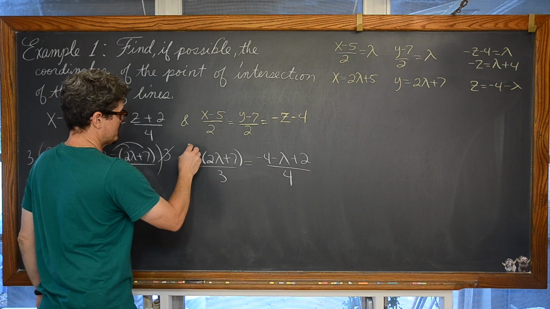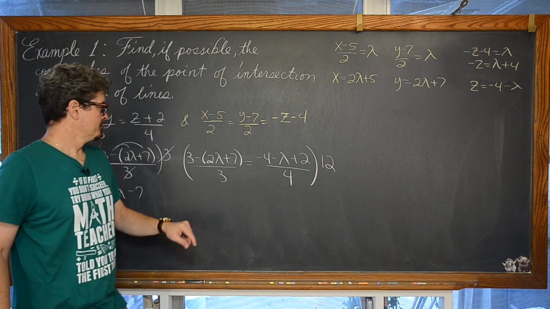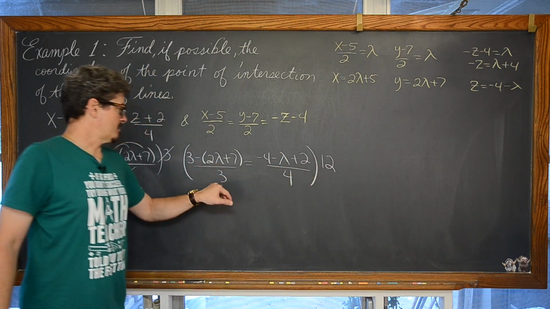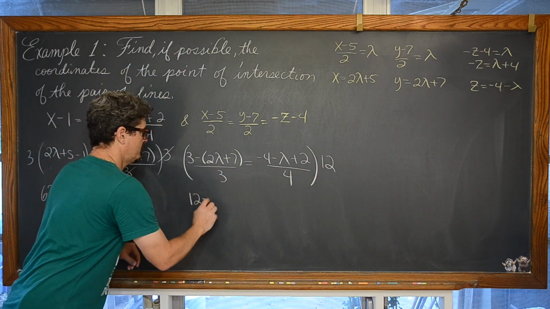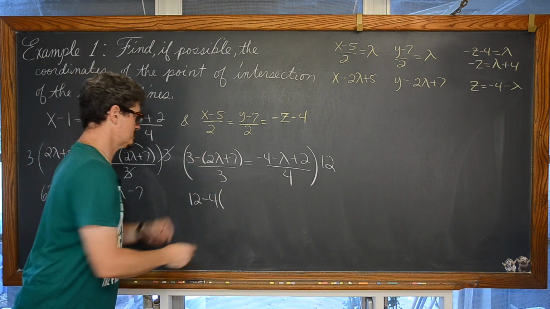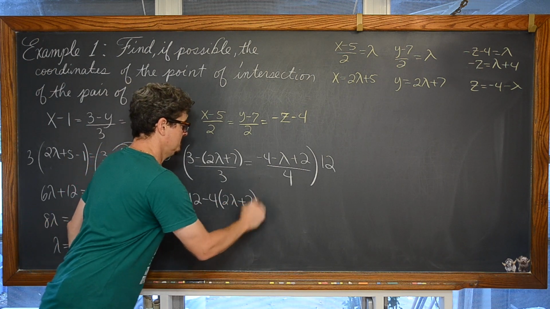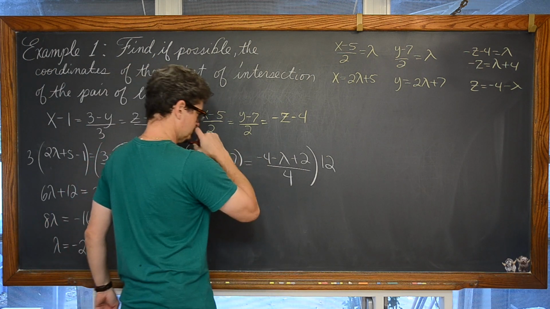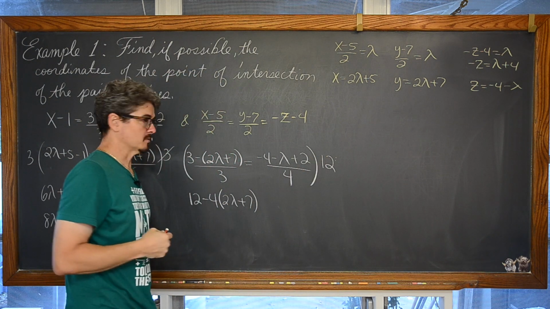This time we're going to multiply both sides of the equation, and for room, I'm just going to write this once, 12. So 12 divided by 3 is 4. 4 times 3 is 12. I'll just leave that multiplication of 4 in front of this parentheses. So 12 minus 4 parentheses 2 lambda plus 7. And over here, the 12 divided by 4 is equal to 3.